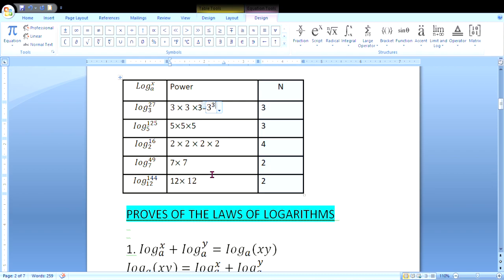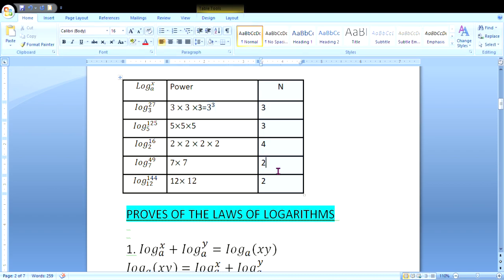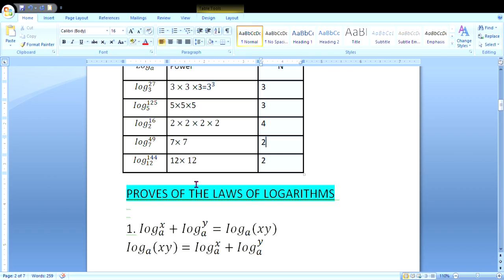Similarly, log 49 to base 7. How many times does 7 multiply itself to give 49? It is 2. That means the logarithm of 49 to base 7 is 2. Finally, we have log 144 to base 12. How many times does 12 multiply itself to give 144? It is twice. So that means log 144 to base 12 is simply 2.